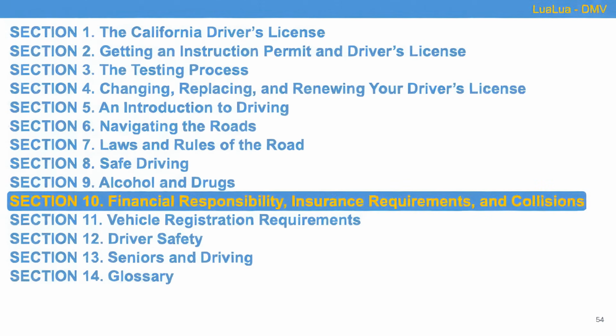Section 10. Financial Responsibility, Insurance Requirements, and Collisions. You must have your proof of financial responsibility insurance when you drive and for a drive test. If you get into a collision, you must show proof to the other drivers involved in the collision. Insurance requirements. Your insurance must cover at least $15,000 for a single death or injury, $30,000 for death or injury to more than one person, $5,000 for property damage.